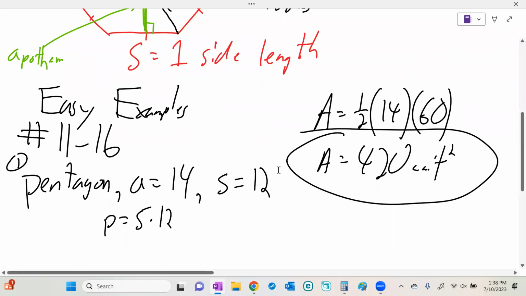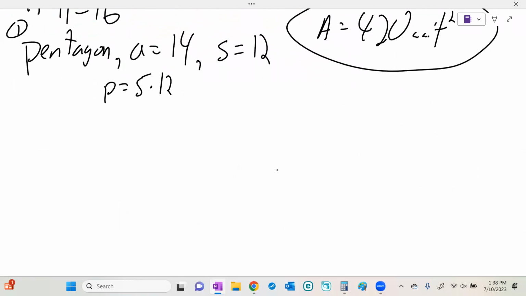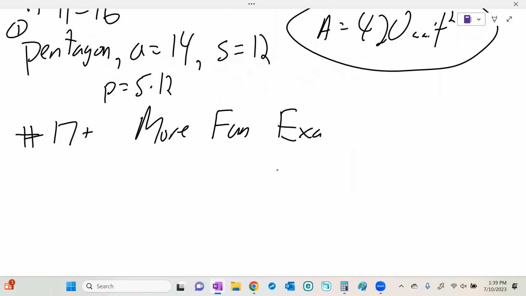Once we get to number 17, this is where things get more fun. More fun examples. You could go difficult if you'd like, but I like to be more positive and say these are more fun examples.